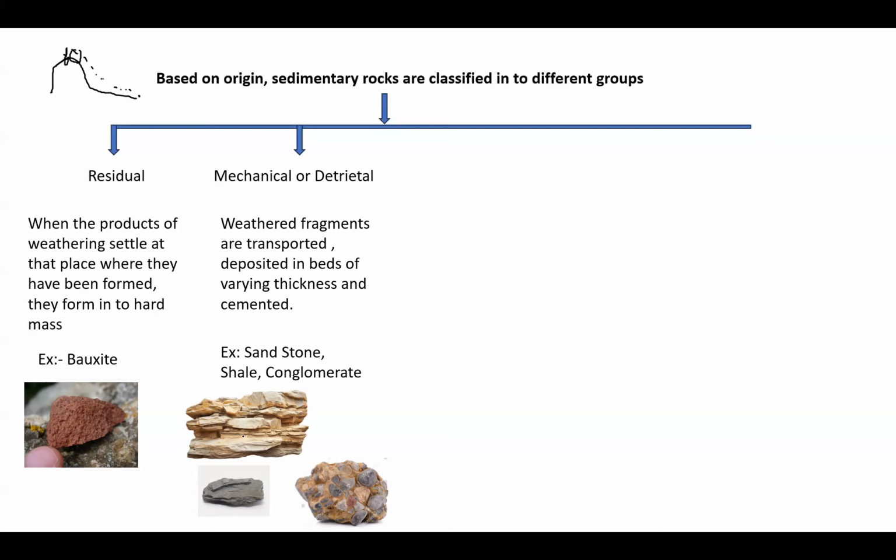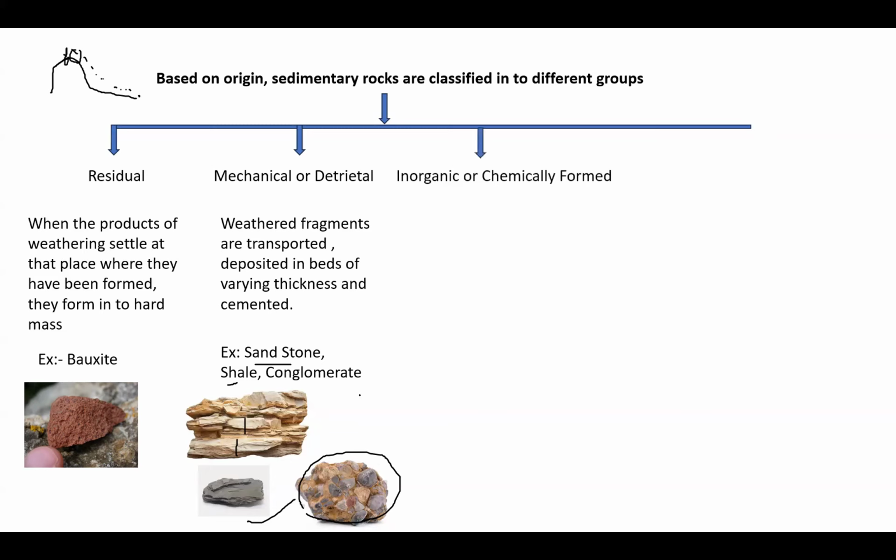This is one sort of thickness. This is one thickness, this is another thickness. So various depositions happen with various thickness, called the mechanical or detrital sedimentary rocks. Example, your sandstone and shale and conglomerate. This is your conglomerate, different combinations. This is your conglomerate and this is your shale deposition. Just remember my previous slide.